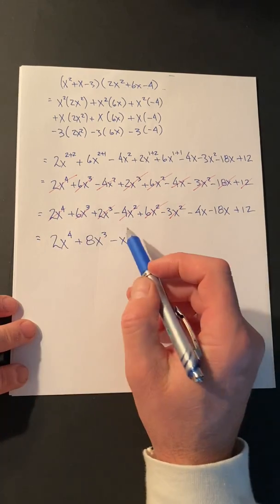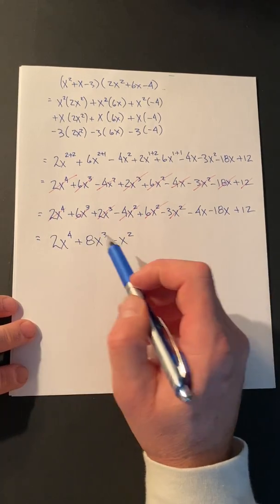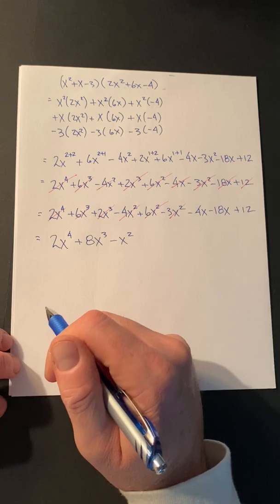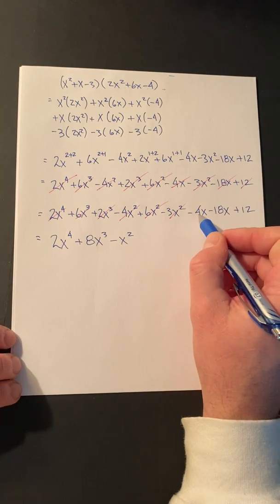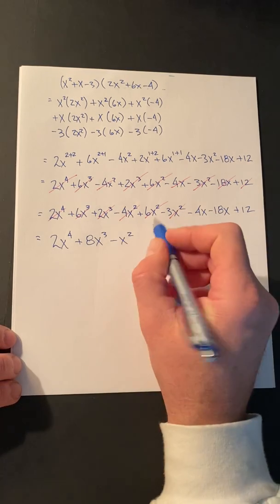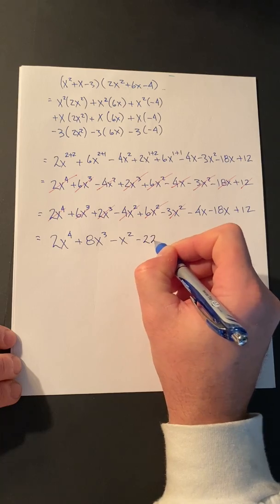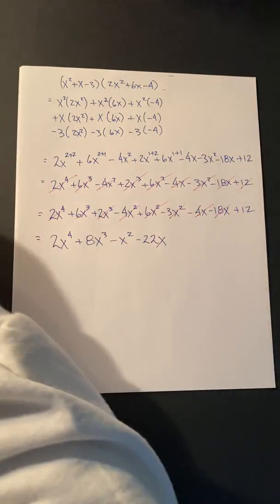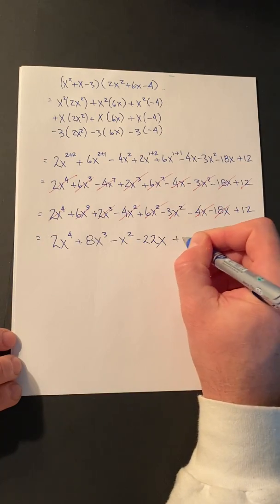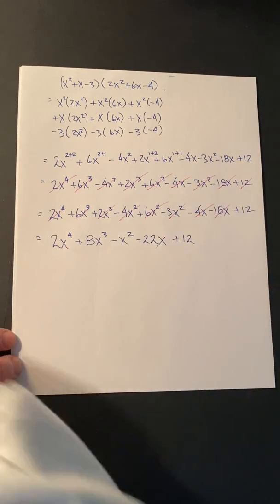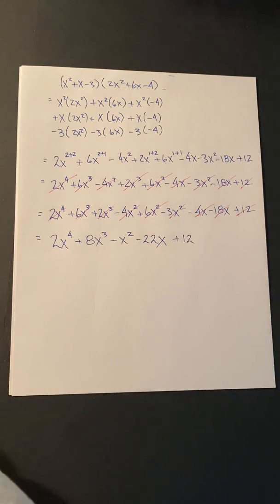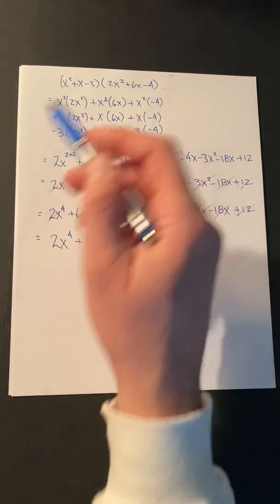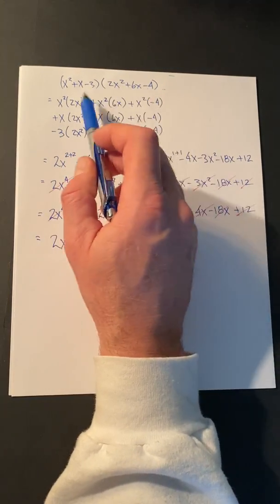So for me, I get all my negatives and all my positives together, and then I just have two terms to add together. So -4 and -18, well, that's going to be -22x. And then I'm going to have my +12, and I have my solution, okay? So again, it's nothing but distribution.